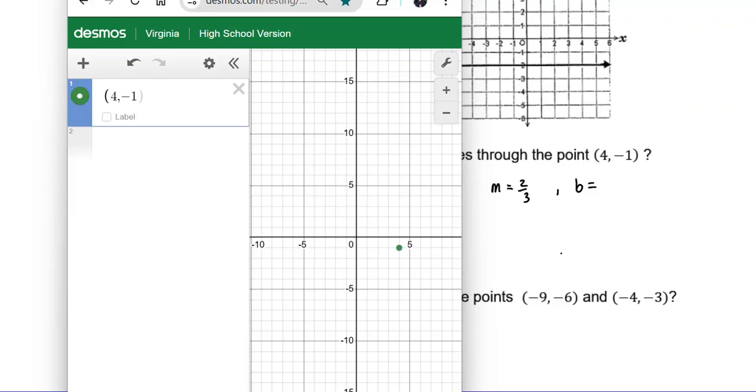So it has to pass through this point here, and it has to have a slope of 2 over 3. So I can go ahead and actually count. So it's up 2 over 3, up 2 over 3. As I'm counting, you notice I'm going to the right, but my y-intercept will have to be somewhere over here.